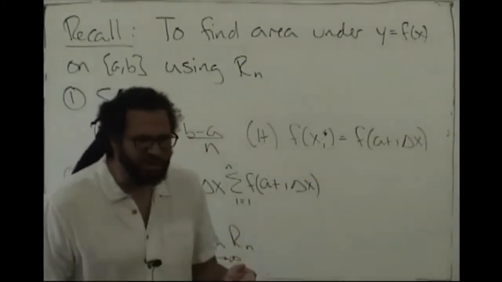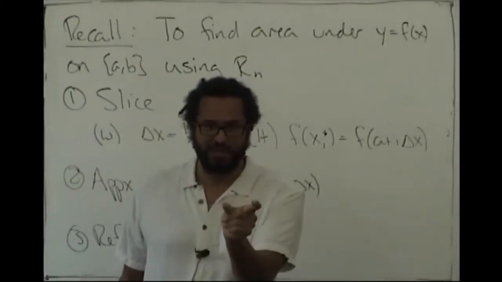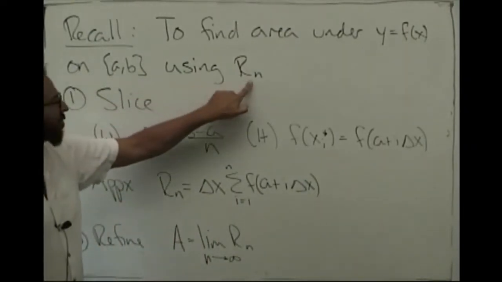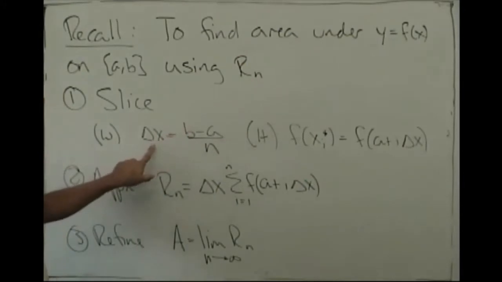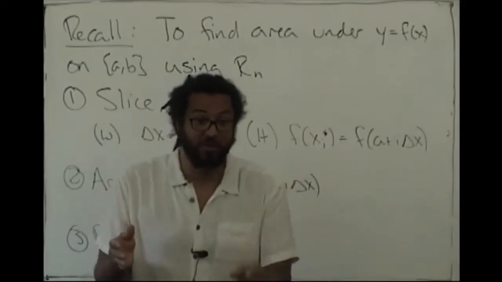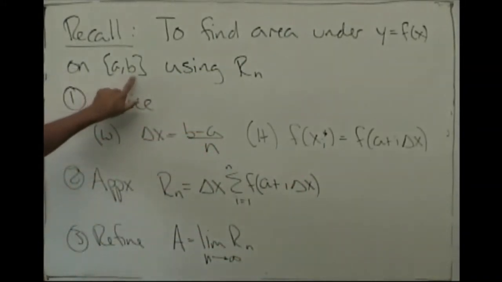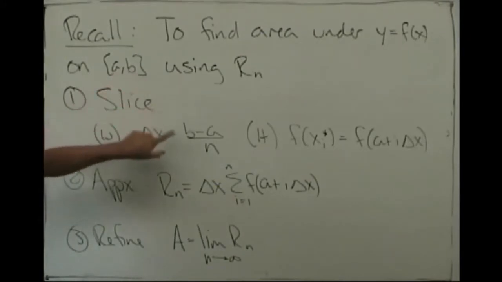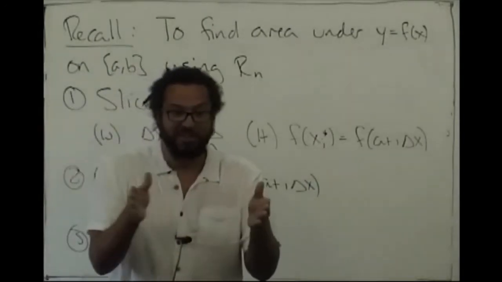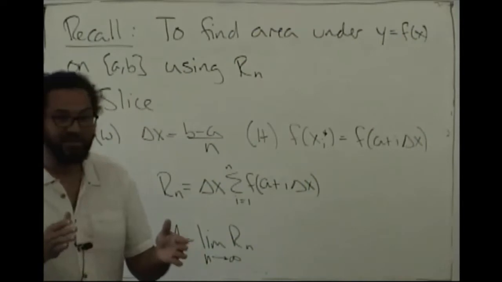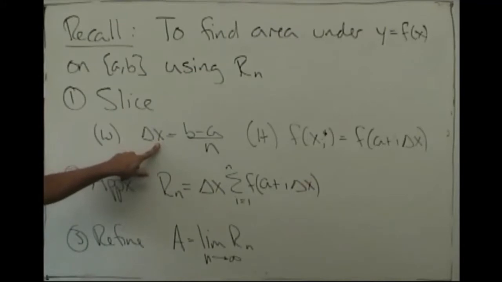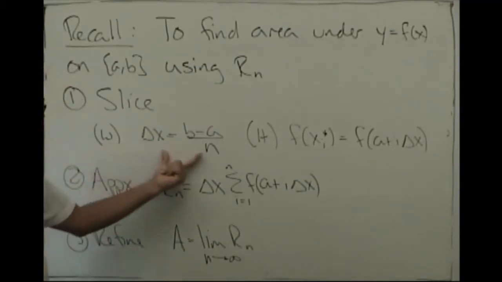In order to find the area of a rectangle, we need to know what the width is, and we need to know what the height is. In this case, when we use the right endpoint approximation, all of the widths were the same. So we used what is called a uniform partition, right? We got that just by taking the interval from a to b and dividing by the number of rectangles. So that broke the interval up into n subintervals of equal length, and we called that number delta x. That's the width of each rectangle.